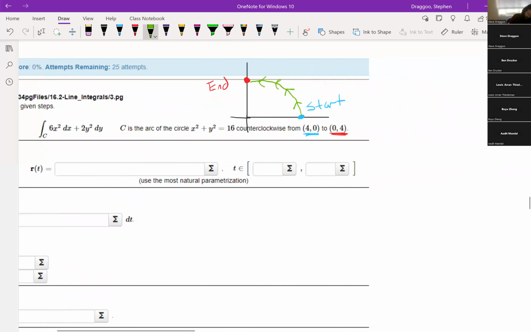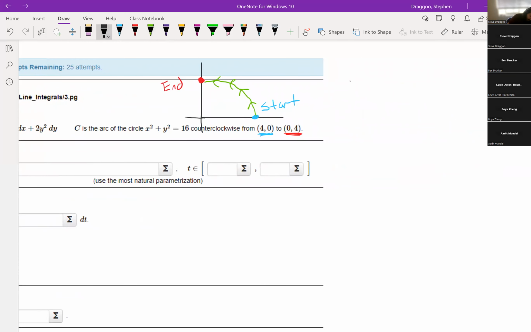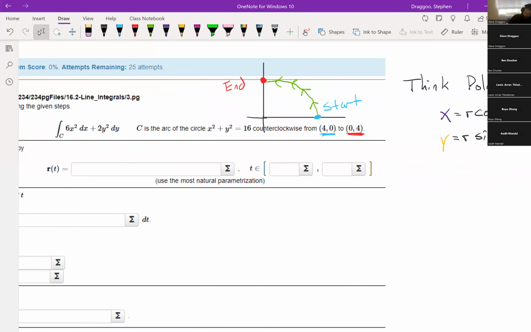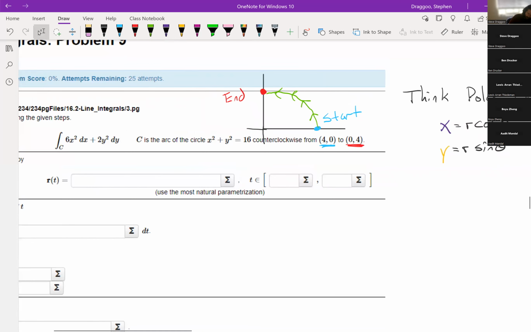So let me start making some notes over here. Think polar coordinates. x is r cosine theta, and y is r sine theta. So that's going to be my plan, using a polar coordinate model to parameterize this circle.